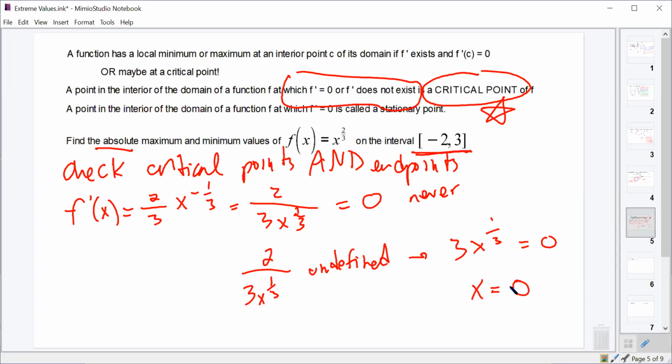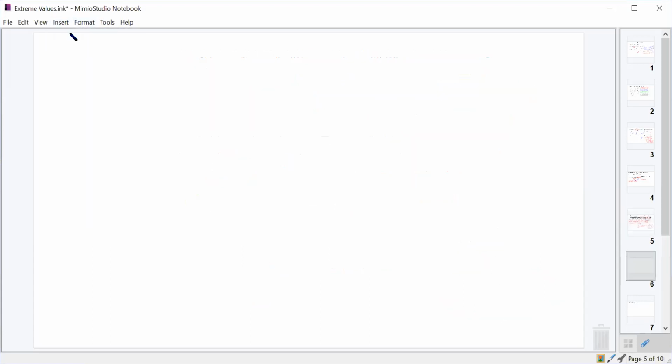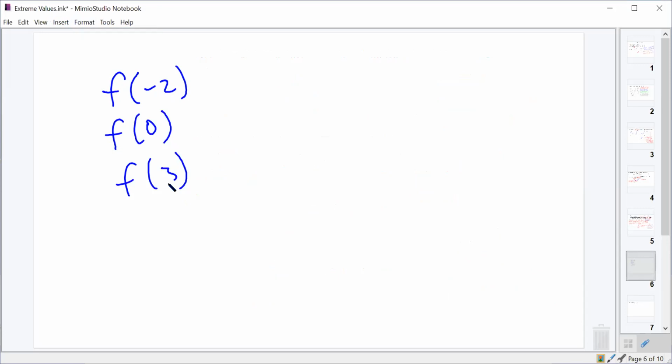So we have 3 different options for where we might have an absolute maximum or an absolute minimum. What are those 3 options? -2, 0, and 3. Exactly. So let's figure out what is f of -2, what is f of 0, and what is f of 3. Our original function was just x to the 2/3, right? So what's 0 to the 2/3? That one should be easy. That's 0, right?